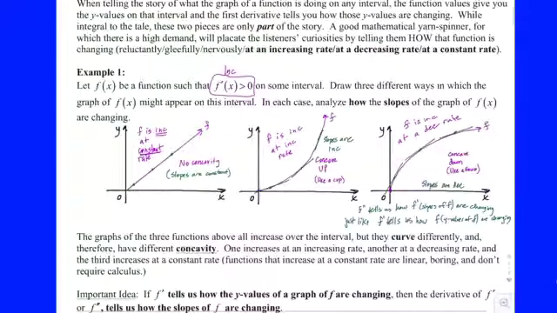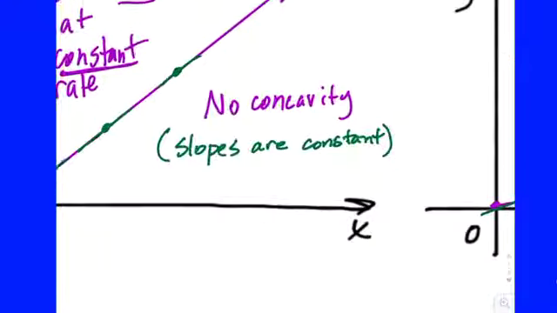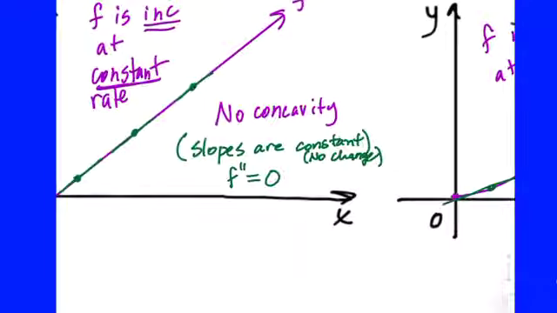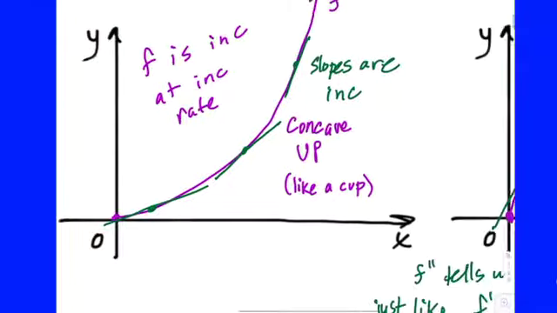Okay, so let's think about this. If the slopes are constant, what do you think the value of the second derivative is if there's no change? 0. The second derivative should be 0. Okay, because slopes being constant means there's no change. And the second derivative quantifies the change in the first derivative. Okay, cool. So if on any interval you know that the second derivative is 0, you know that the graph has no curvature. All right.